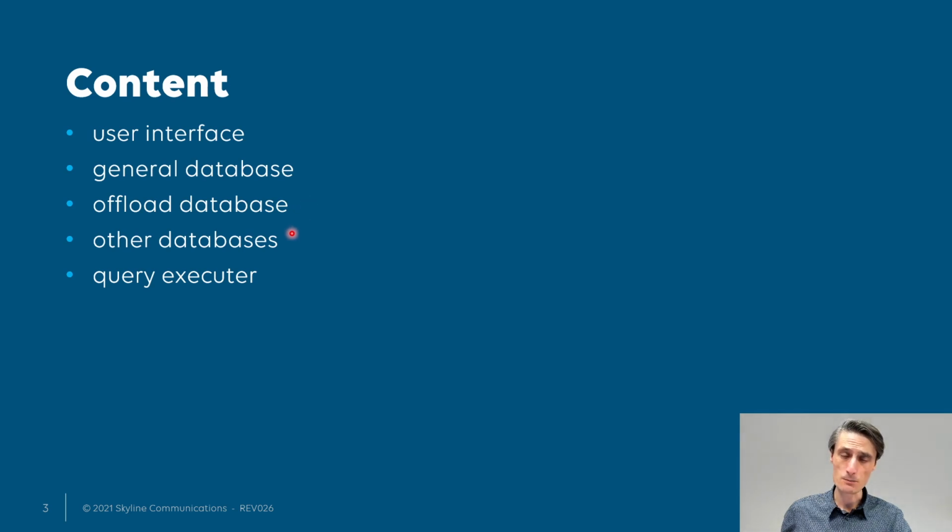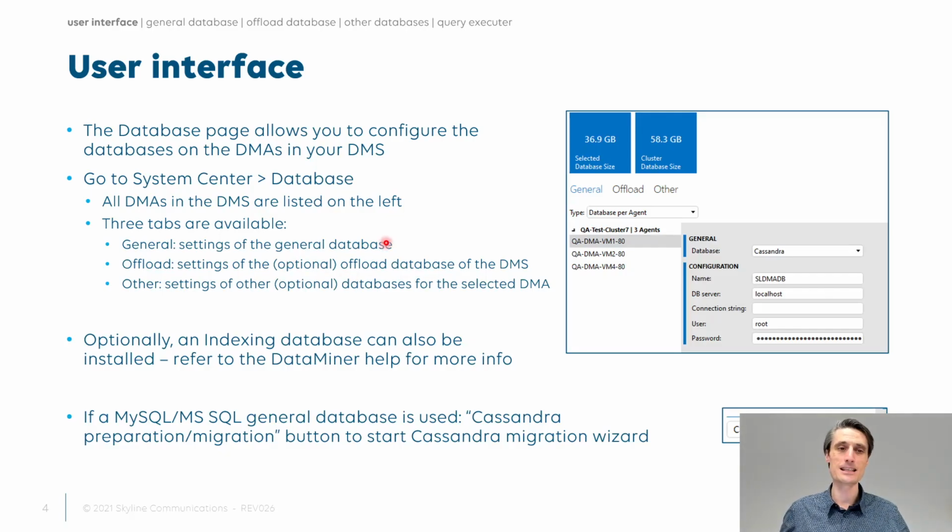There is also a possibility to add other databases like CMDB, an inventory database or something like that, so that DataMiner can fetch information from there as well. And we'll wrap it up with the query executor, just a small tool to query information from your database. So we will be looking at the UI here in the System Center database.